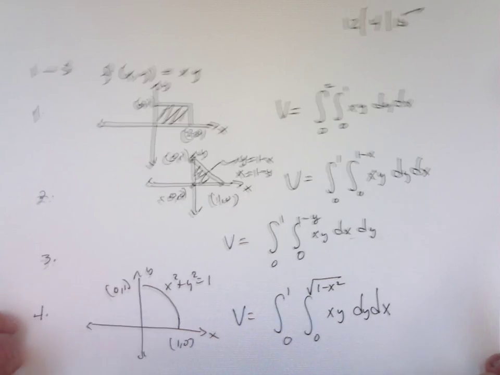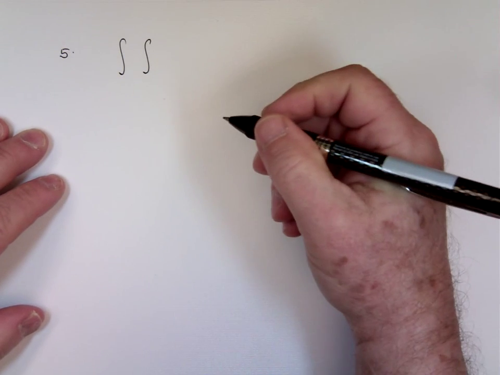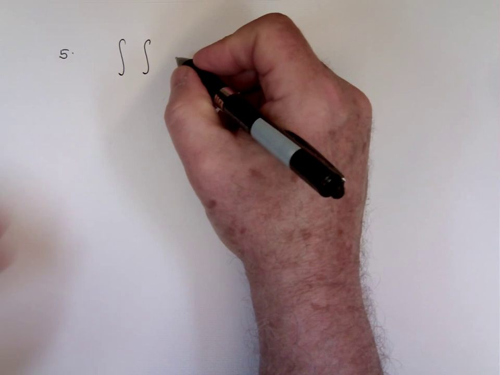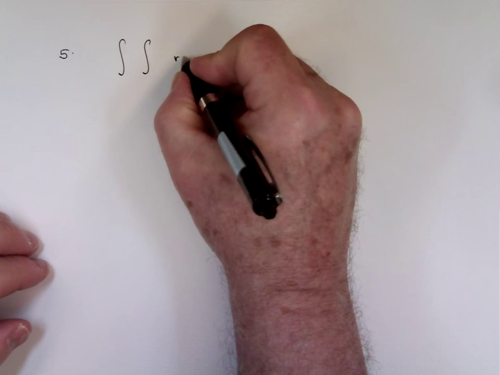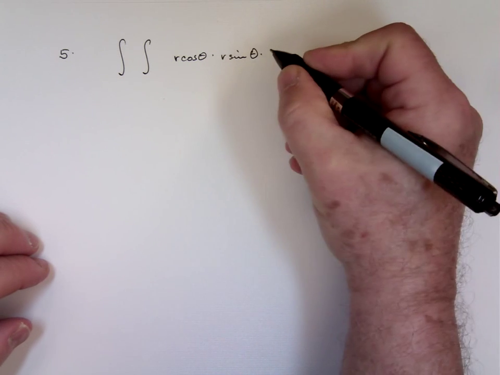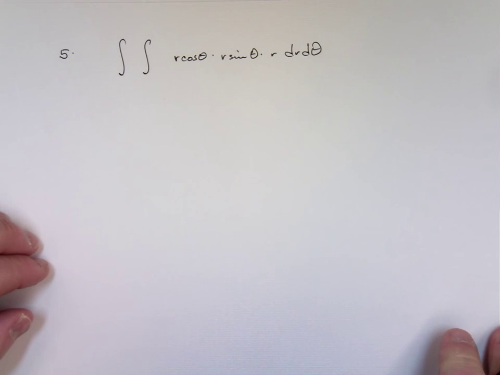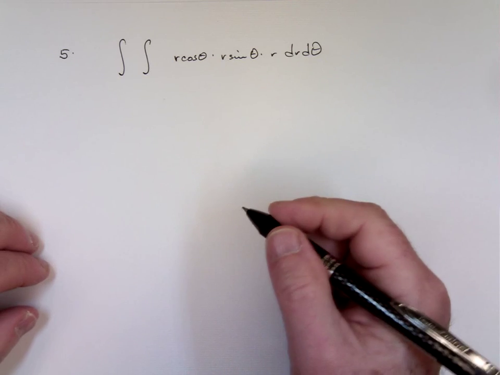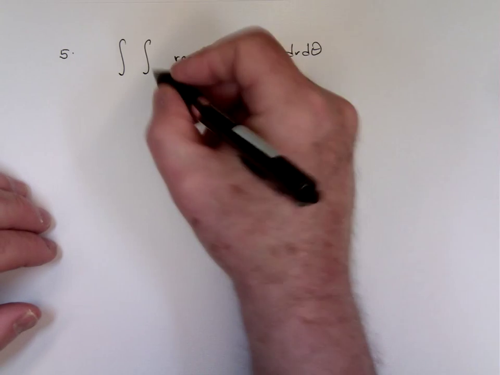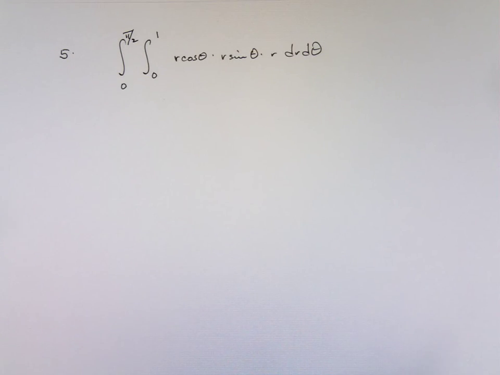Number 5. We want to do the same problem, but now with cylindrical coordinates. So it's still a double integral. It's still x and y, but now x is equal to r cosine theta, y is r sine theta. The dy dx is an r dr d theta. The limits of integration are now, since it's a unit circle, the r's are going to go from 0 to 1, and the theta's from 0 to pi over 2. So we end up with an r cubed cosine theta sine theta.